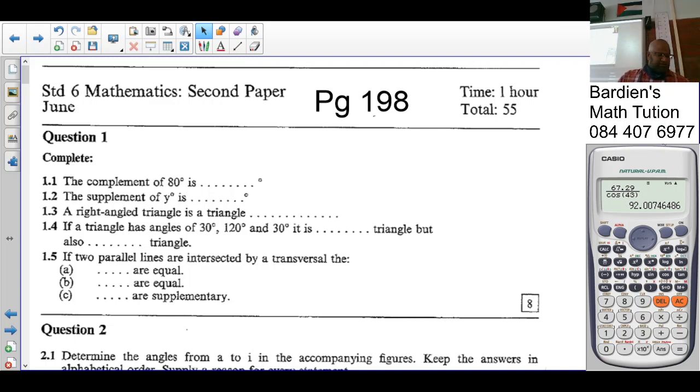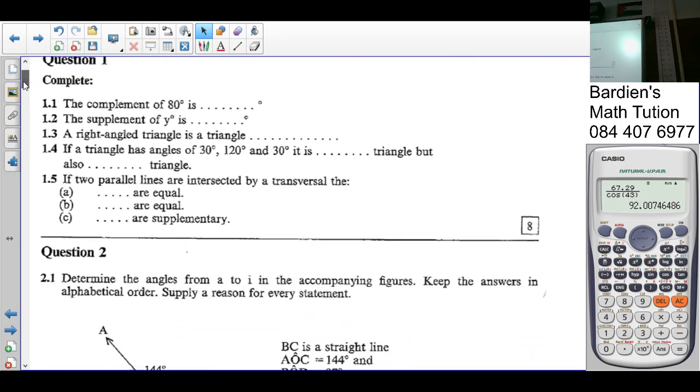Okay, good morning class. Today we're looking at the standard 6, grade 8 mathematics second paper, June, on page 198. At this point you have answered all these questions already, which was your homework. So let's go through this quickly. The first question says, complete.